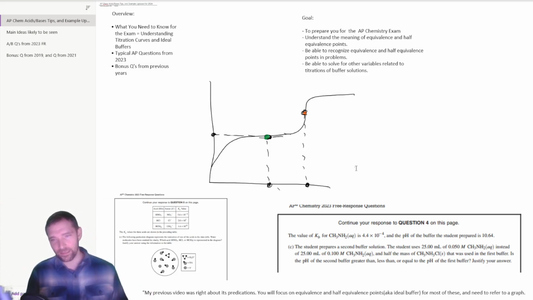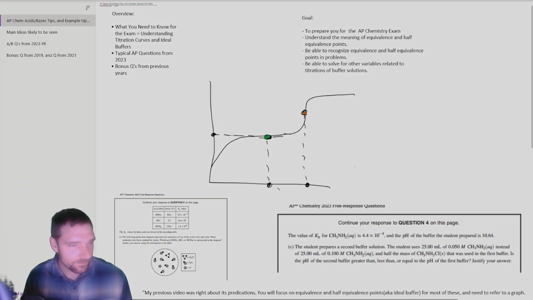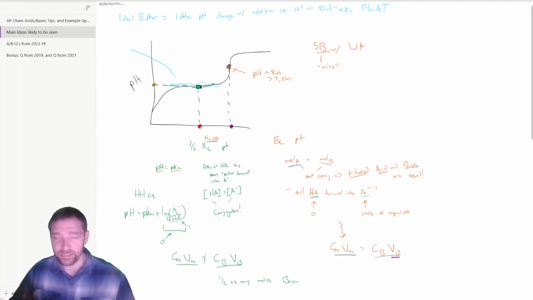And you can skip the notes if you'd like. And if you get confused, you could go back and watch that part. So if you've really got a good understanding of this titration curve, you're going to be fine on the AP exam.